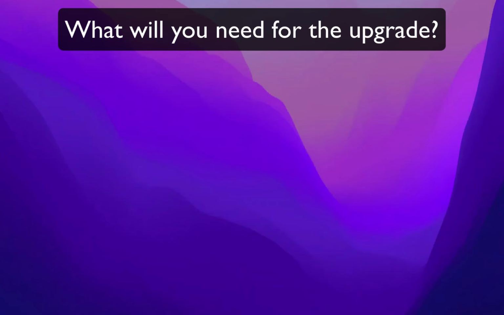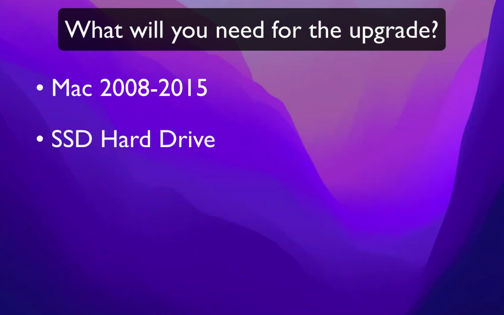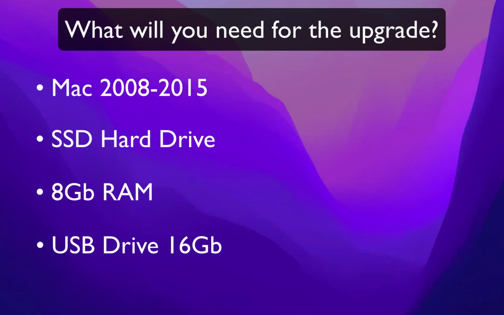So what you're going to need for this upgrade? You're going to firstly need a Mac that was manufactured between 2008 and 2015. You're going to also need an SSD hard drive and at least 8GB of RAM. Now, the mechanical spinning hard drives will work, but you will get some sluggish performance, especially if you have less than 8GB of RAM. So I suggest that you check your specs right now. Finally, you're going to need a USB drive with at least 16GB of storage.